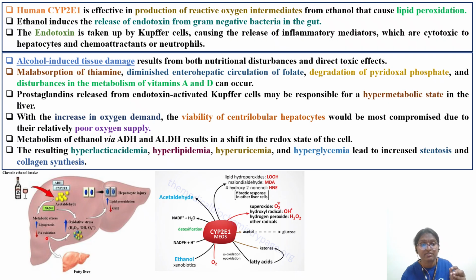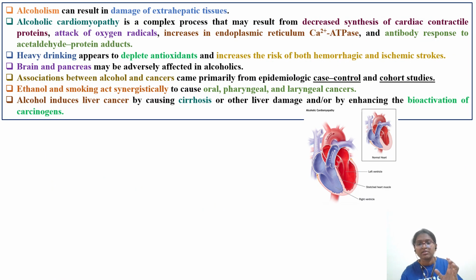This diagram is very clearly showing how the peroxy radicals are formed, how the fatty liver is formed, and how, because of this oxidative stress, different types of free radicals are formed. Okay, so we'll see. This is the last part.